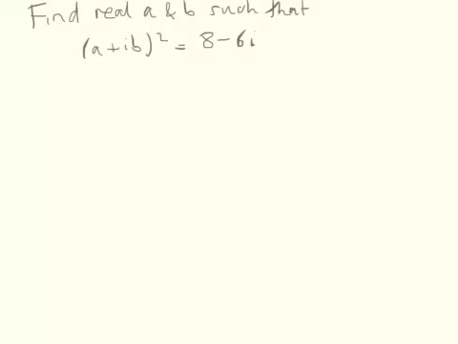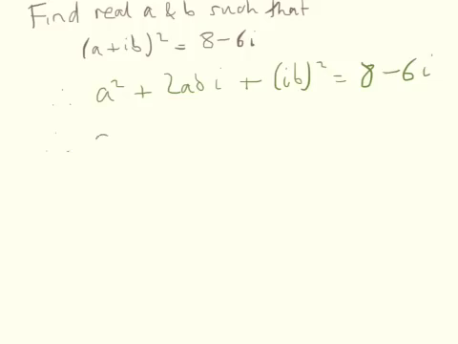We have to find two unknowns, a and b, but we can't do that from one equation, so we have to make two equations. First of all, multiply out the brackets: a squared plus 2abi plus (ib) squared equals 8 minus 6i. That's the same as saying a squared, the (ib) squared is minus b squared, plus 2abi, and that equals 8 minus 6i.